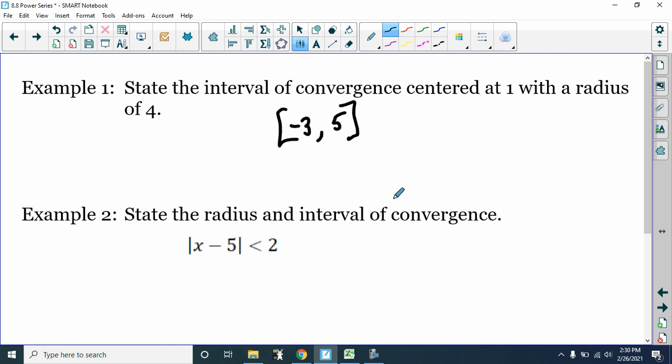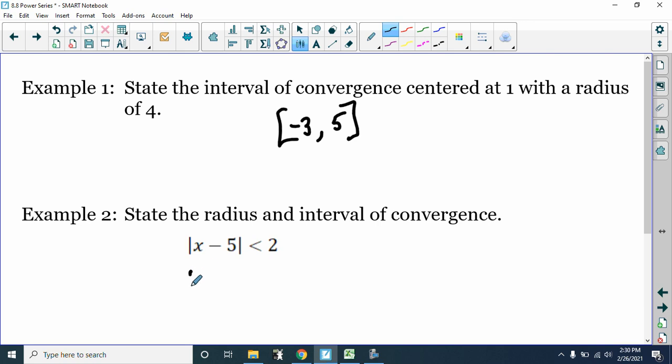Example 2 asks us to state the radius as well as the interval of convergence here. Most of the time we'll get down to something like this, where we have the absolute value of x minus 5 is less than, it won't always be 5, but the absolute value of x minus a number or x plus a number is less than another number.